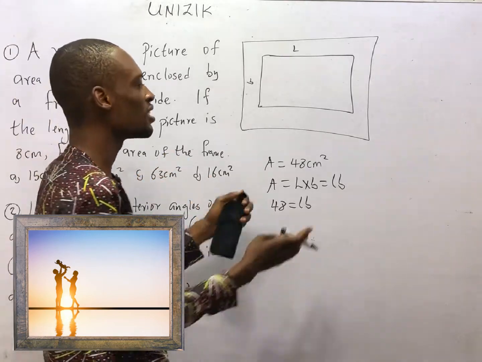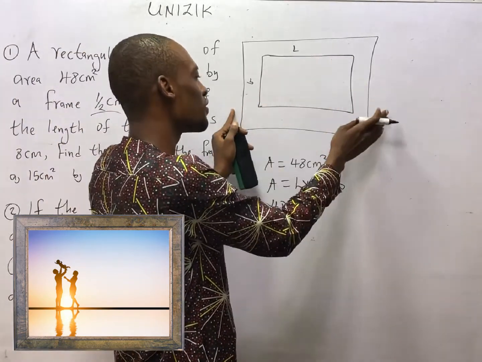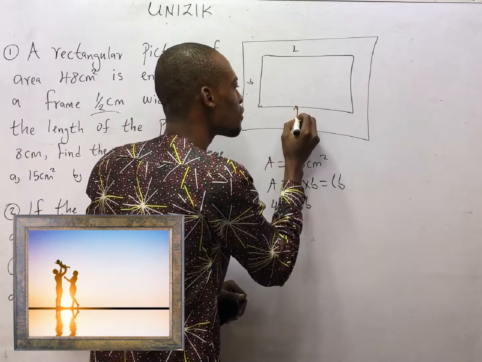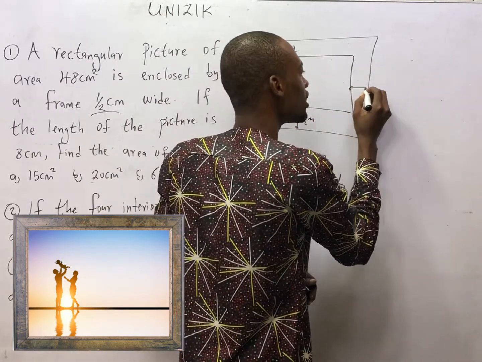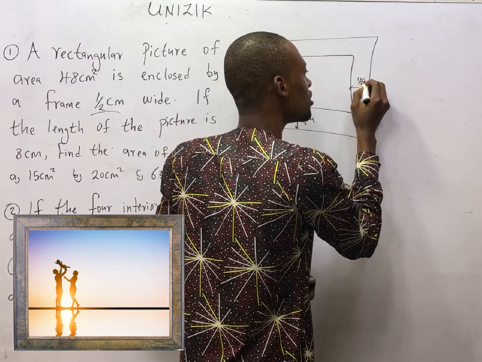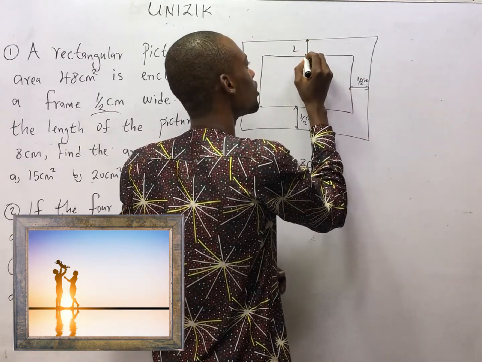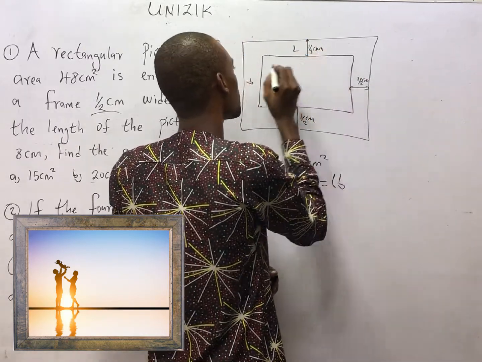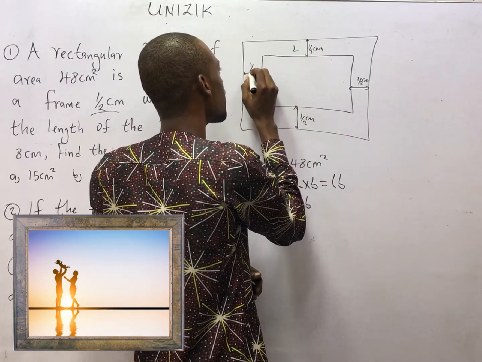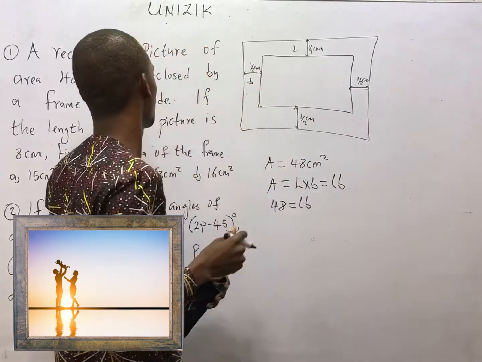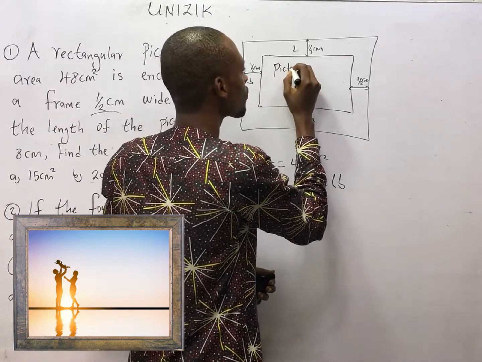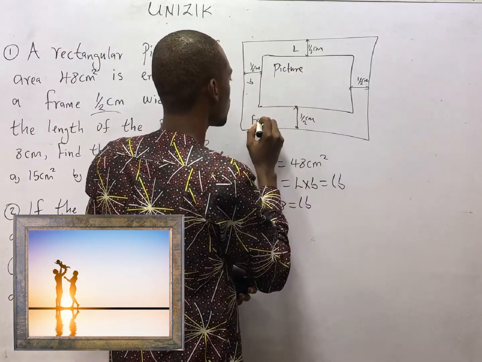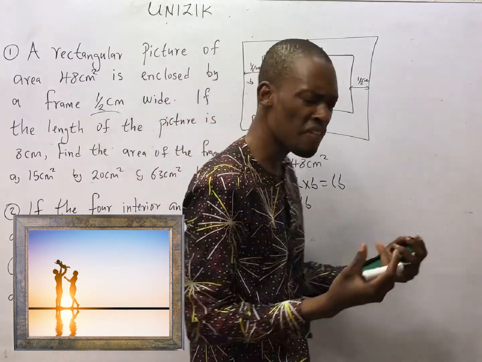What does that mean? Since this is the picture and this is the frame, so for the frame, from here to here is half centimeter. From here to here is half centimeter. From here to here is half centimeter. And from here to here is half centimeter. That is the frame. So this is the picture and this is the frame. What else?